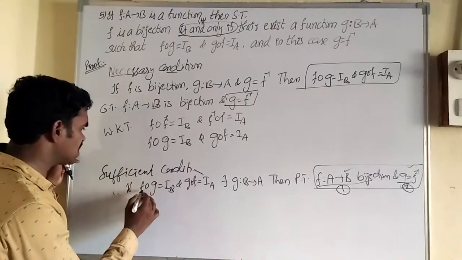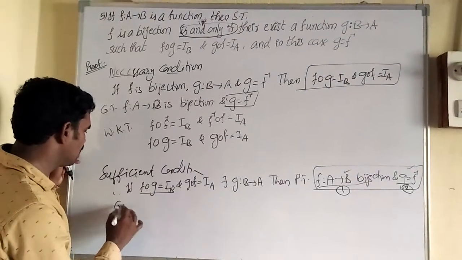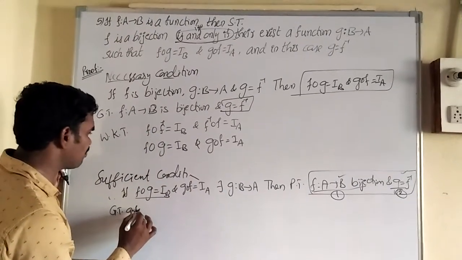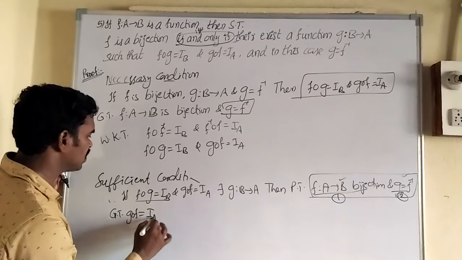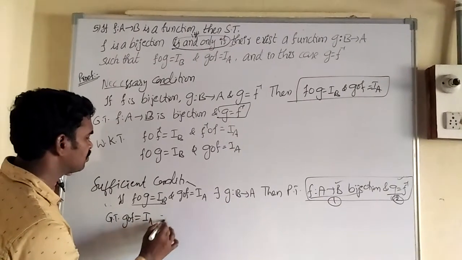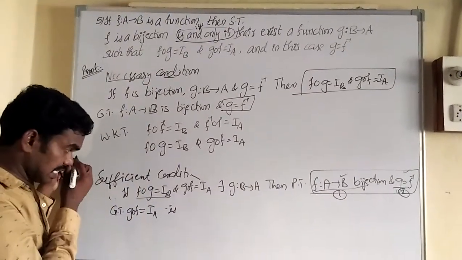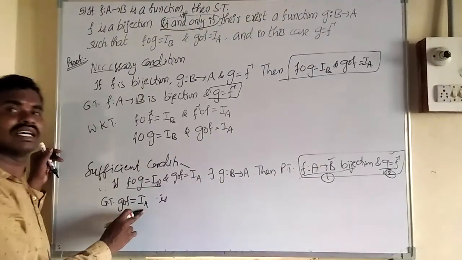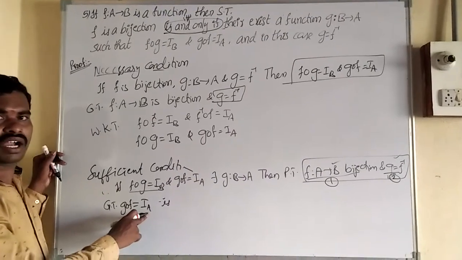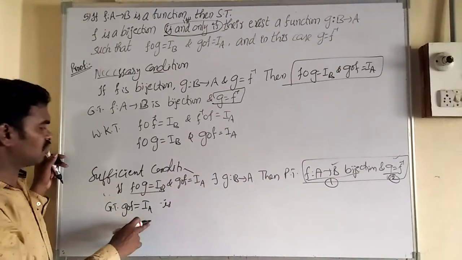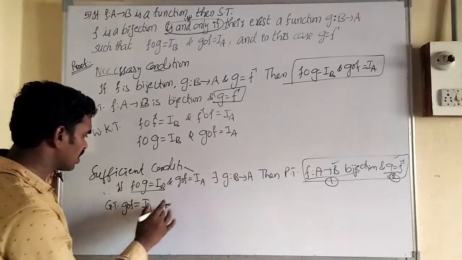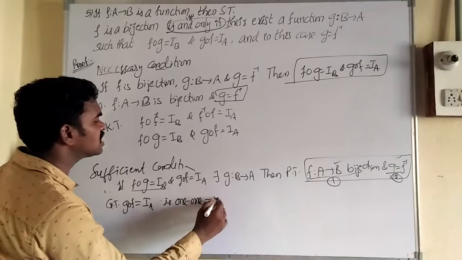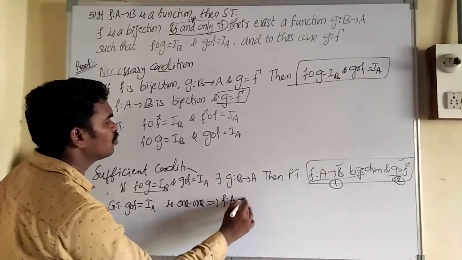See, what is given here? Given that, first I am taking I_A. Given that g circle f is equal to I_A. What is that? I_A, the identity function. Identity function is always a bijection, 1-1 and onto. Okay. So it is 1-1. So that implies, that's why f maps from A to B is 1-1.